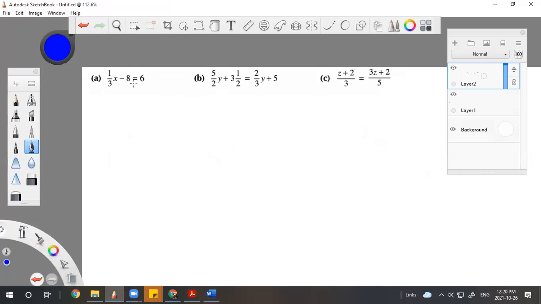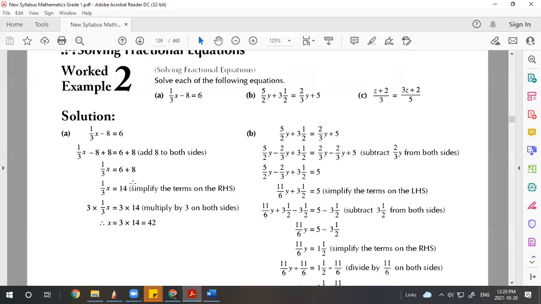Now, how about this? You move the 8 to the right side. 1 over 3x equals 6 plus 8, 14, right? And x equals 14 divide by 1 over 3. Remember, this multiply means go to the right becomes divide. So x equals 14 times 3 over 1, or 3 itself. So 42. That's the answer for x. See, 4 steps. Let's see the book: 1, 2, 3, 4, 5 steps. It's getting simpler, but still our way is more simple.